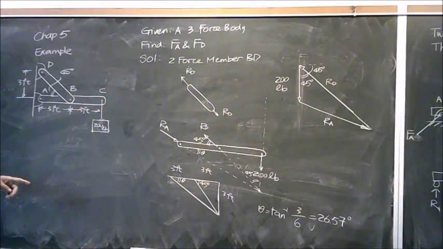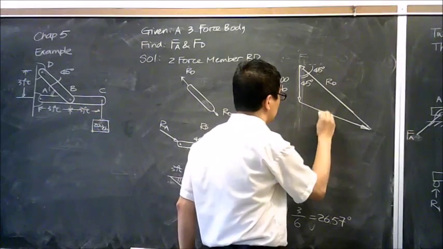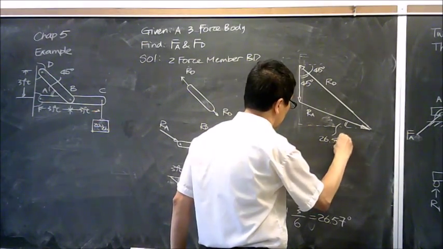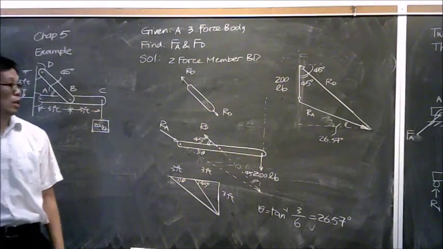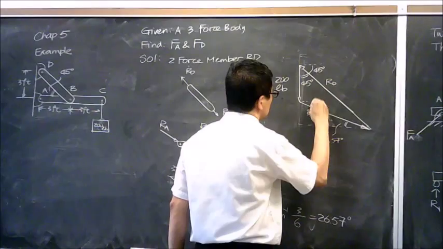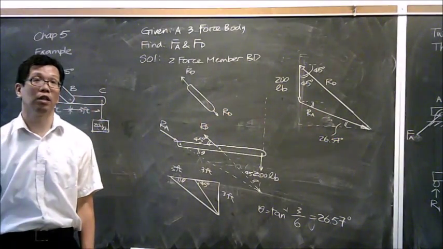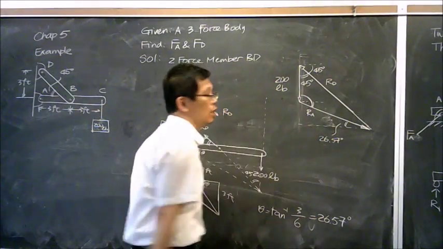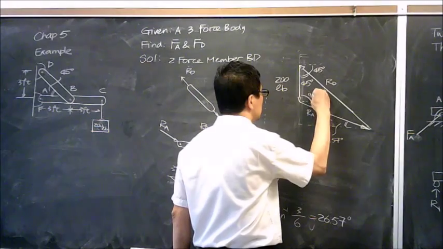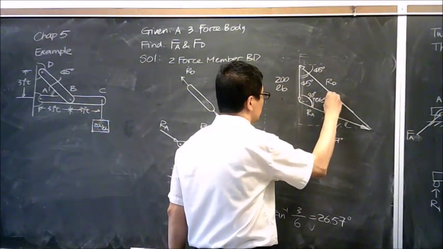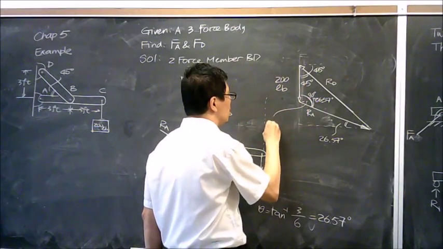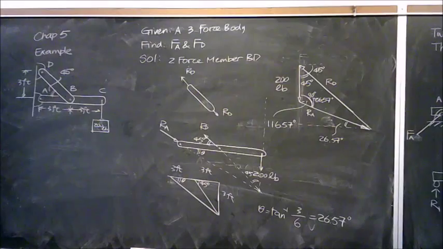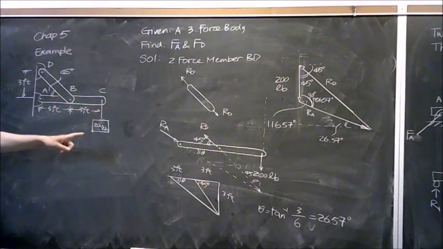Everybody with me so far? Get this angle. So the angle is actually over here, right? This angle, if you draw a parallel over here, they are the same degree, right? So if you add 90 degrees to this one, we can get the angle over here. That is going to be 90 plus 26.57 degree, which means the angle over here is going to be 116.57 degree. Does that make sense to everybody?